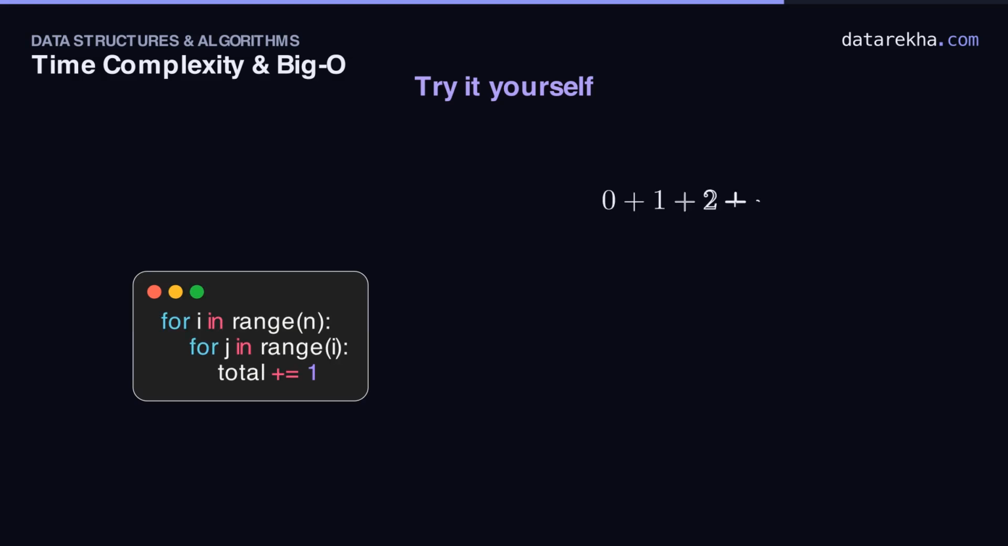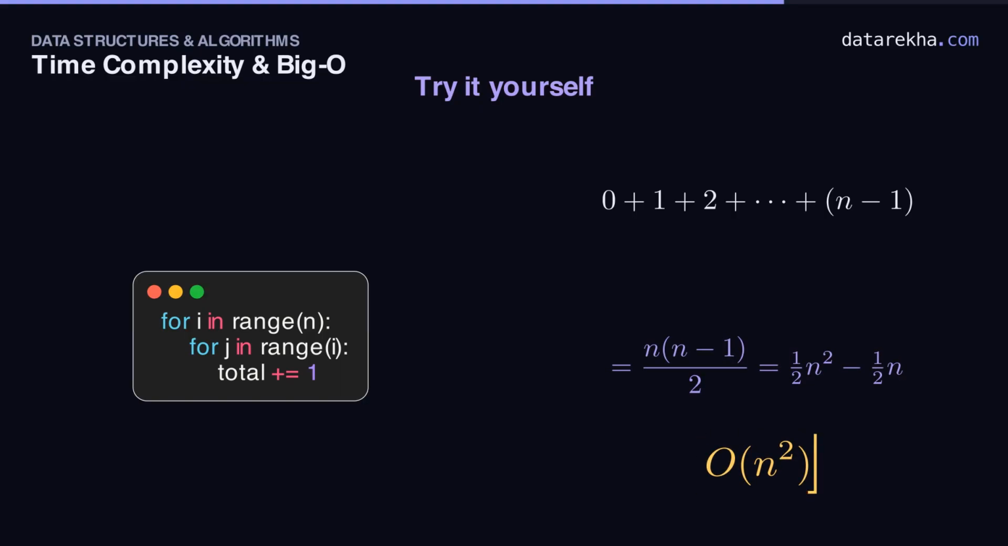When i is 0, the inner loop does nothing. When i is 1, it runs once, then twice, and so on up to n minus 1. So the total work is the sum 0, 1, 2, all the way to n minus 1. That sum equals n times n minus 1 over 2, which is 1 half n squared minus 1 half n. The dominant term is n squared. So even though the inner loop is shorter, it's still order n squared. The tempting wrong answer was order n.